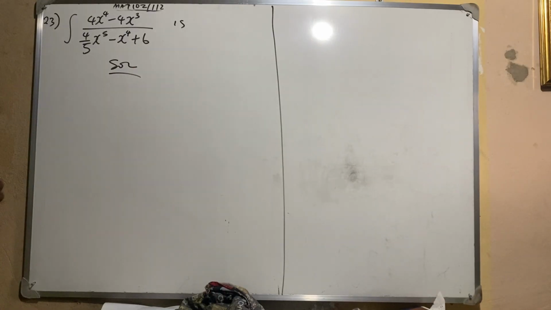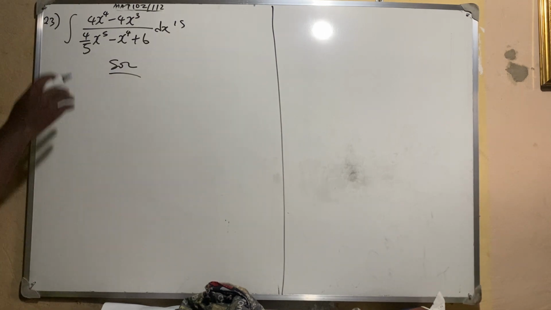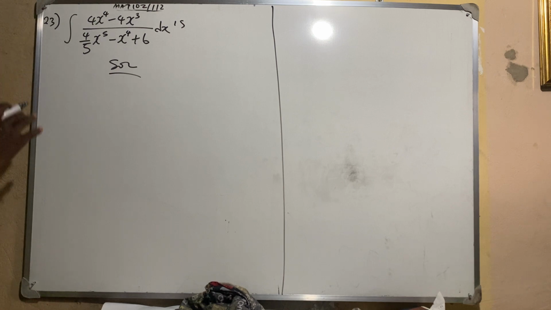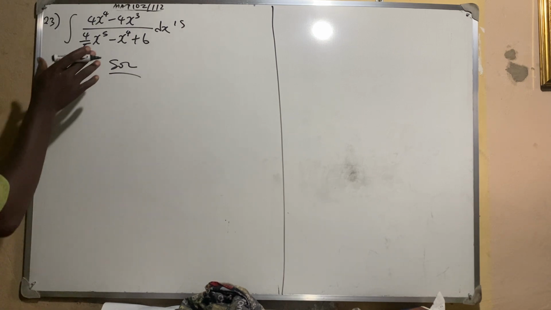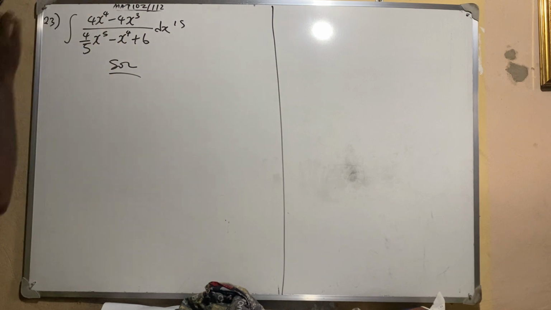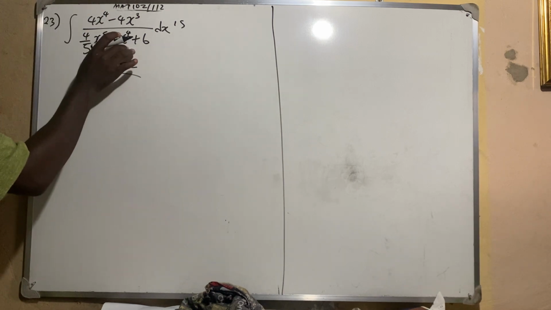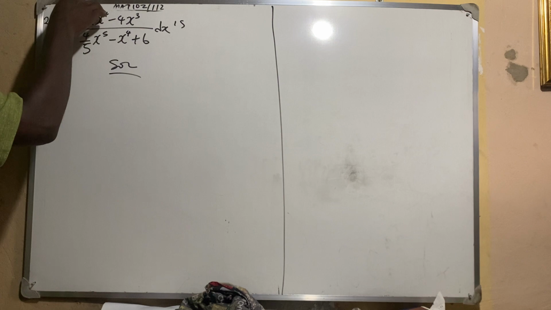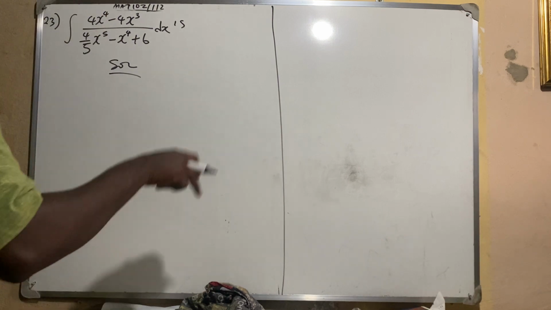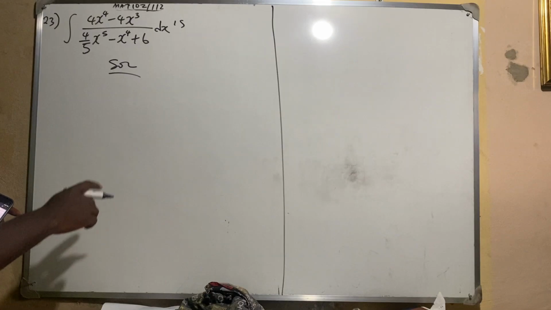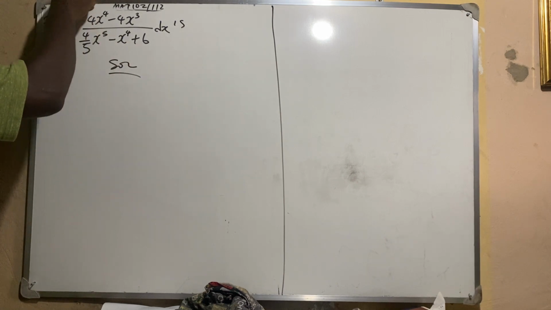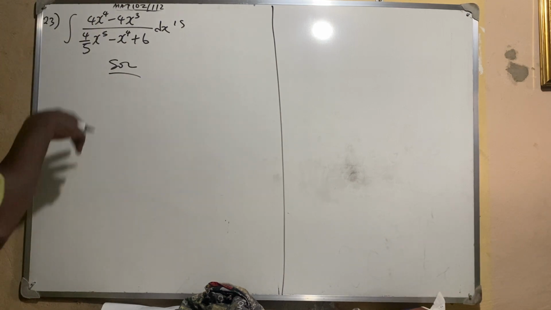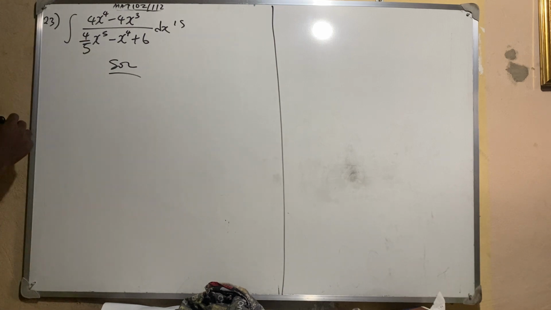Now, whenever you have an integration that has a quotient, first of all, try to differentiate the denominator and see if you get the numerator. If you differentiate the denominator and you get exactly the numerator, then your answer is simply ln of that denominator. Let me repeat. If you differentiate the denominator and the answer you get is the numerator, your answer is simply ln of that denominator. So let us differentiate the denominator.